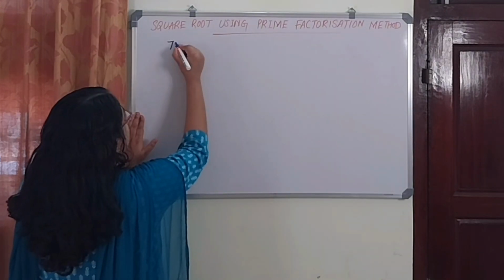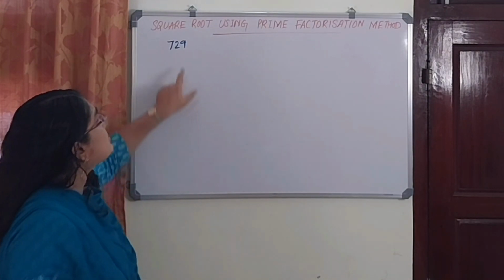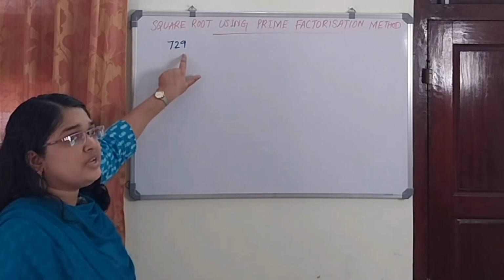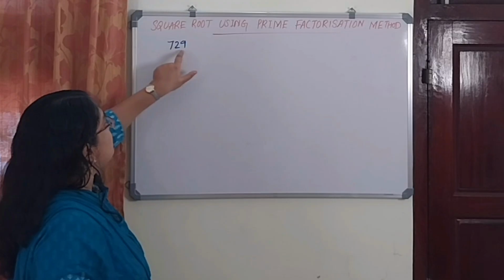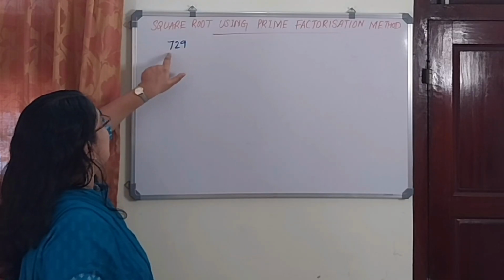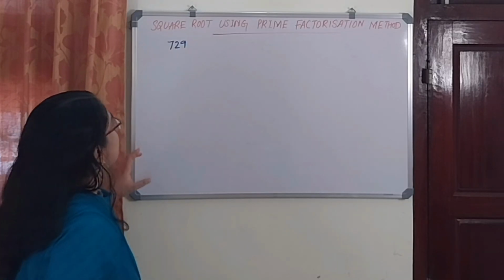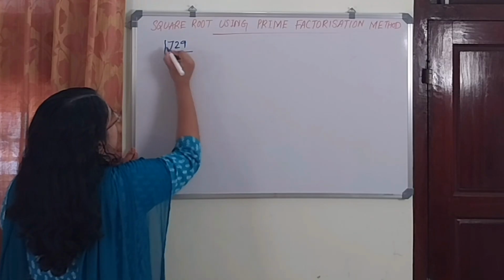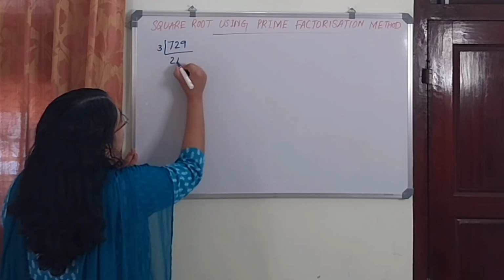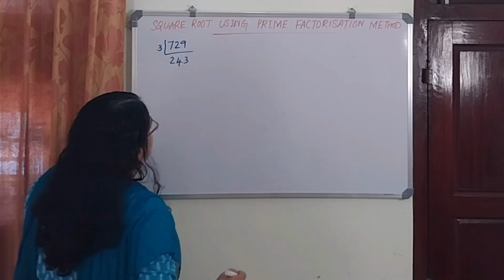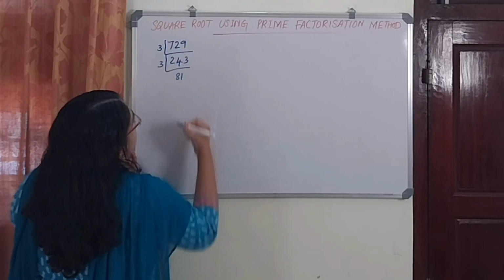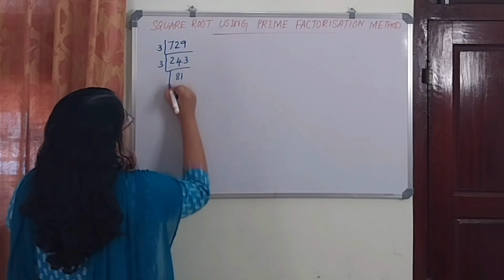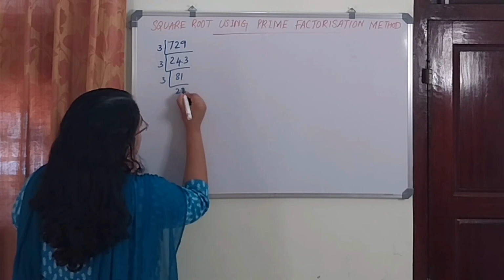The next example is 729. This number is not even, so we cannot divide by 2, but the sum of the digits is 18, which is divisible by 3. So the number 729 is divisible by 3. We divide by 3, we get 243. Again, it is divisible by 3. So we divide by 3, we get 81. Again, it is divisible by 3. We divide by 3, we get 27.